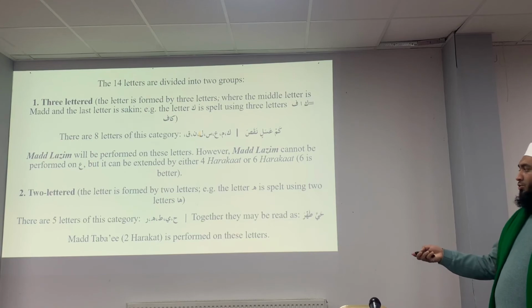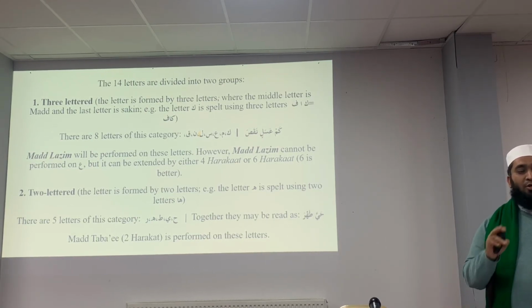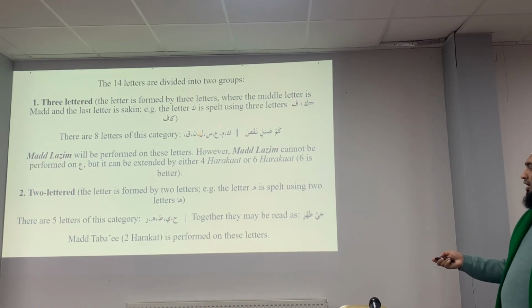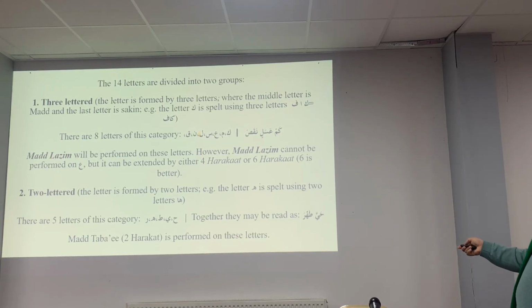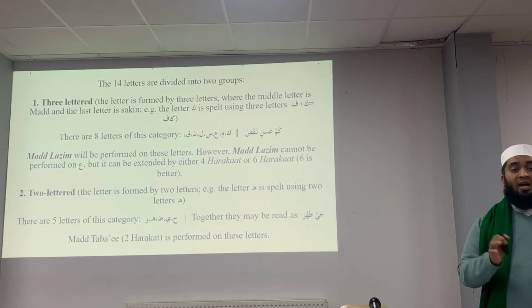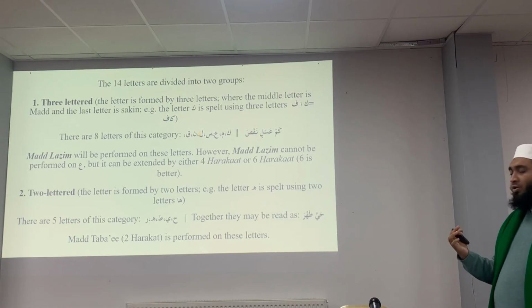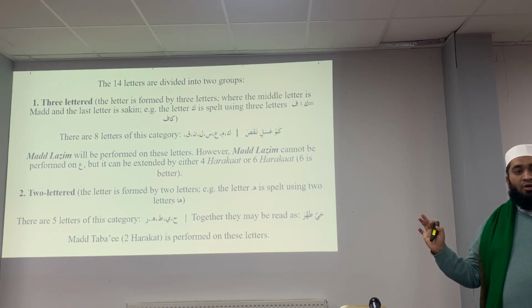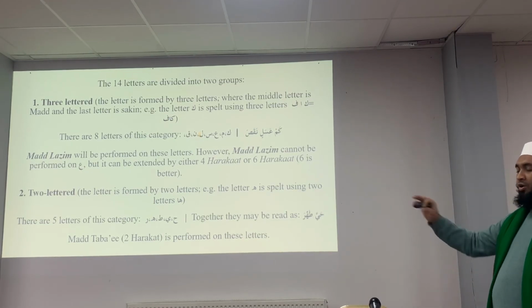Then we have the 2-lettered ones. For the rest of the 5 letters, when you spell them, you need only 2 letters. These are Ha, Ya, Taha, Ra. If you put them together, they become Hayya Tahur. When you spell Ha, how do you spell it? Ha alif zabor, Ha. Ya alif zabor, Ya. Ta alif zabor, Ta. Ha alif zabor, Ha. Ra alif zabor, Ra. So these are only 2-lettered letters. They become only 2 harakat long.